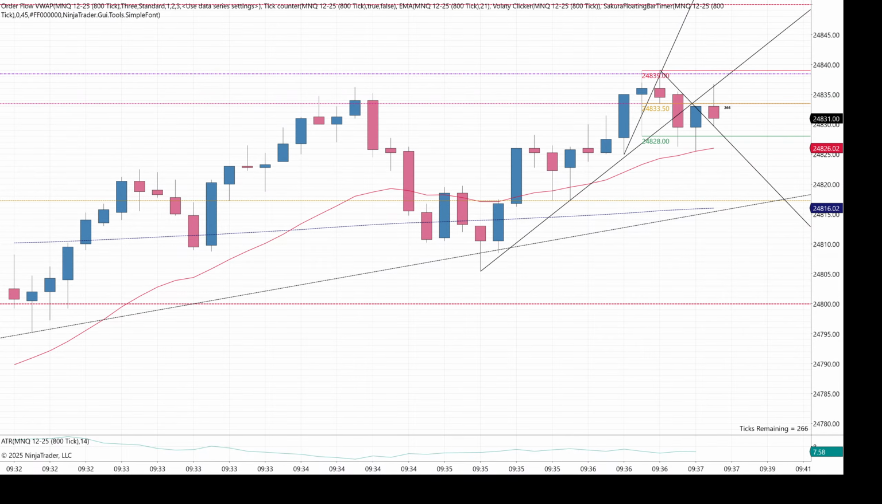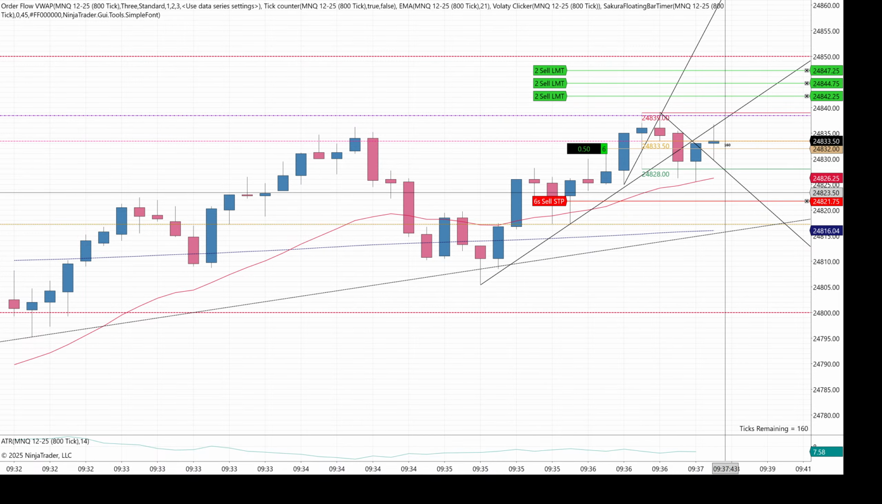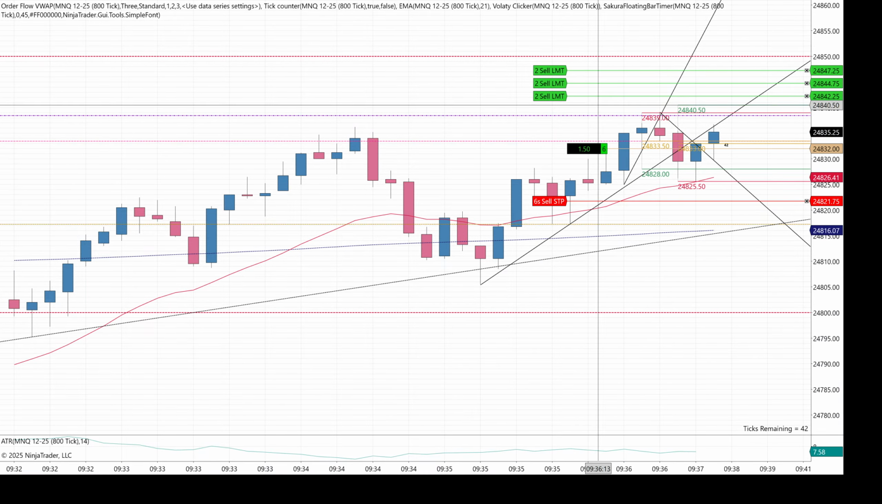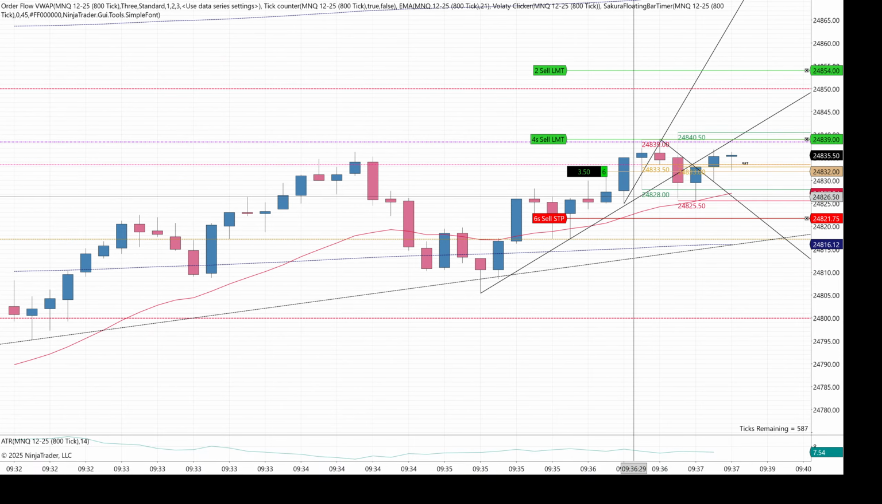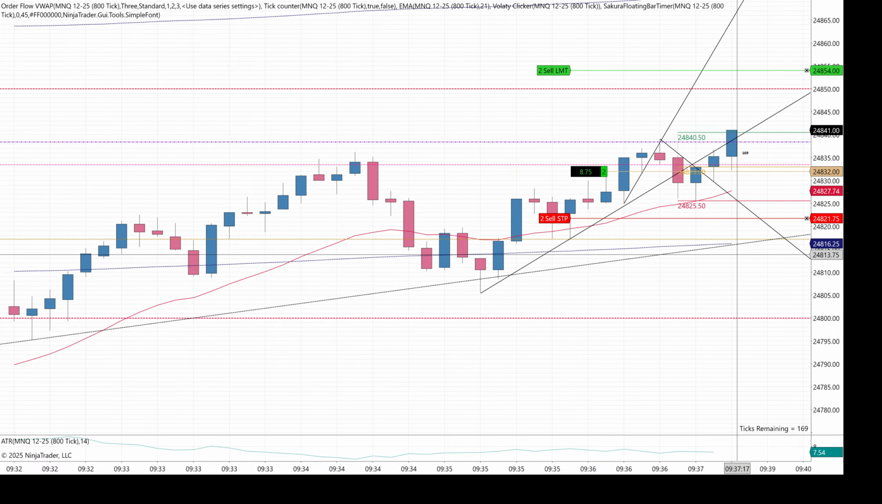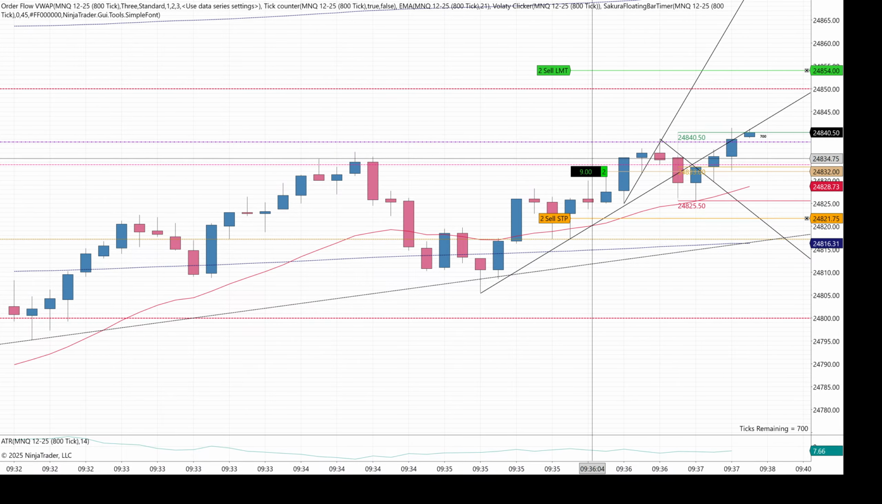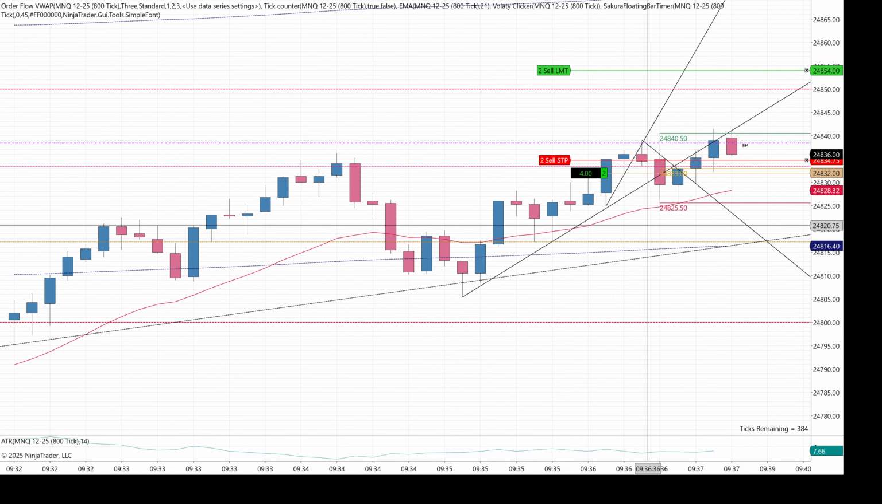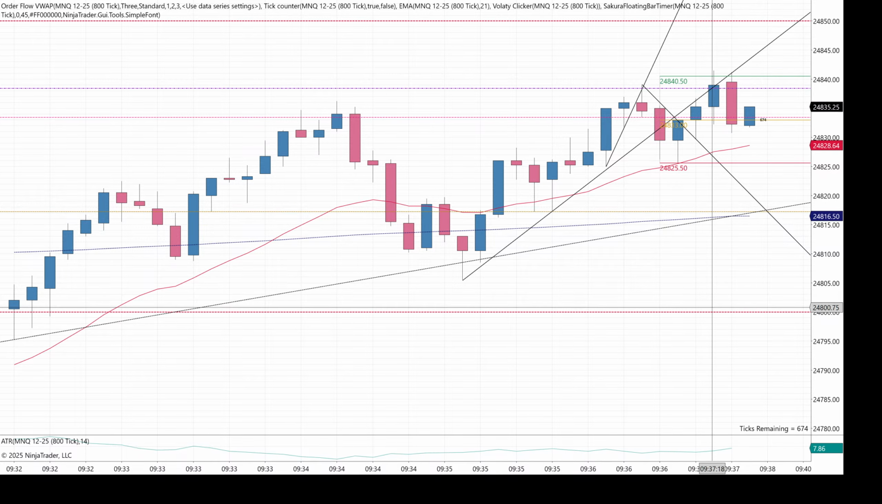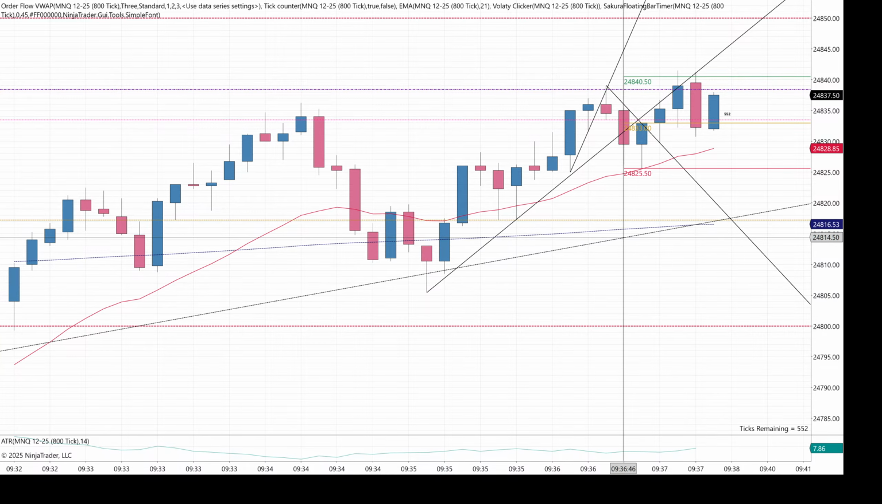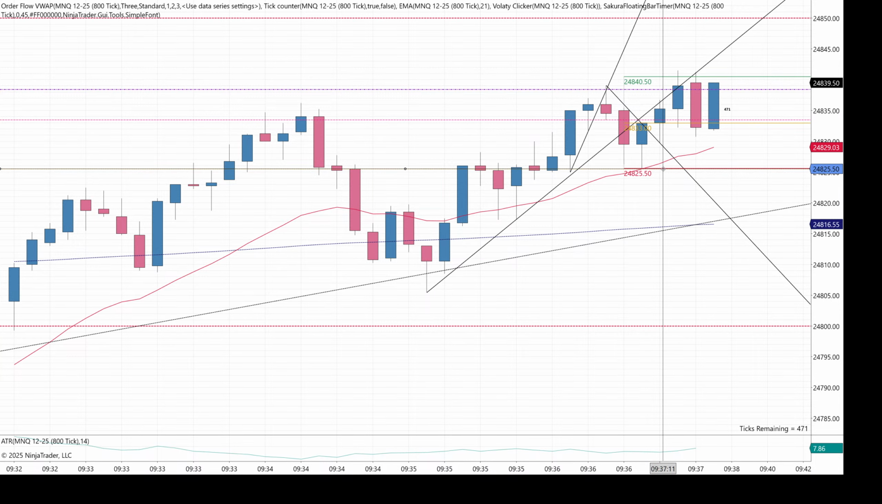This is technically a bullish trigger right here. See if we can get it. There's a lot going on. All right, we got it. My runner's out. And golden ruler moves up.